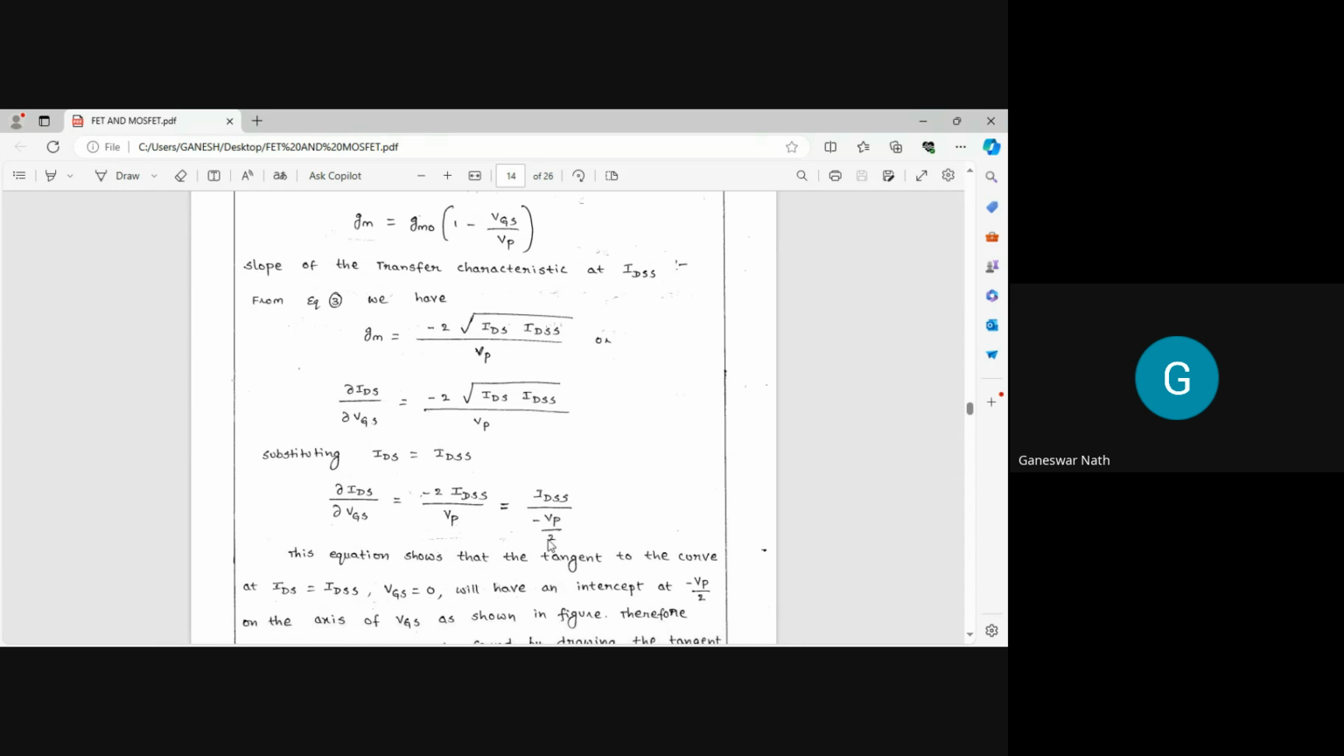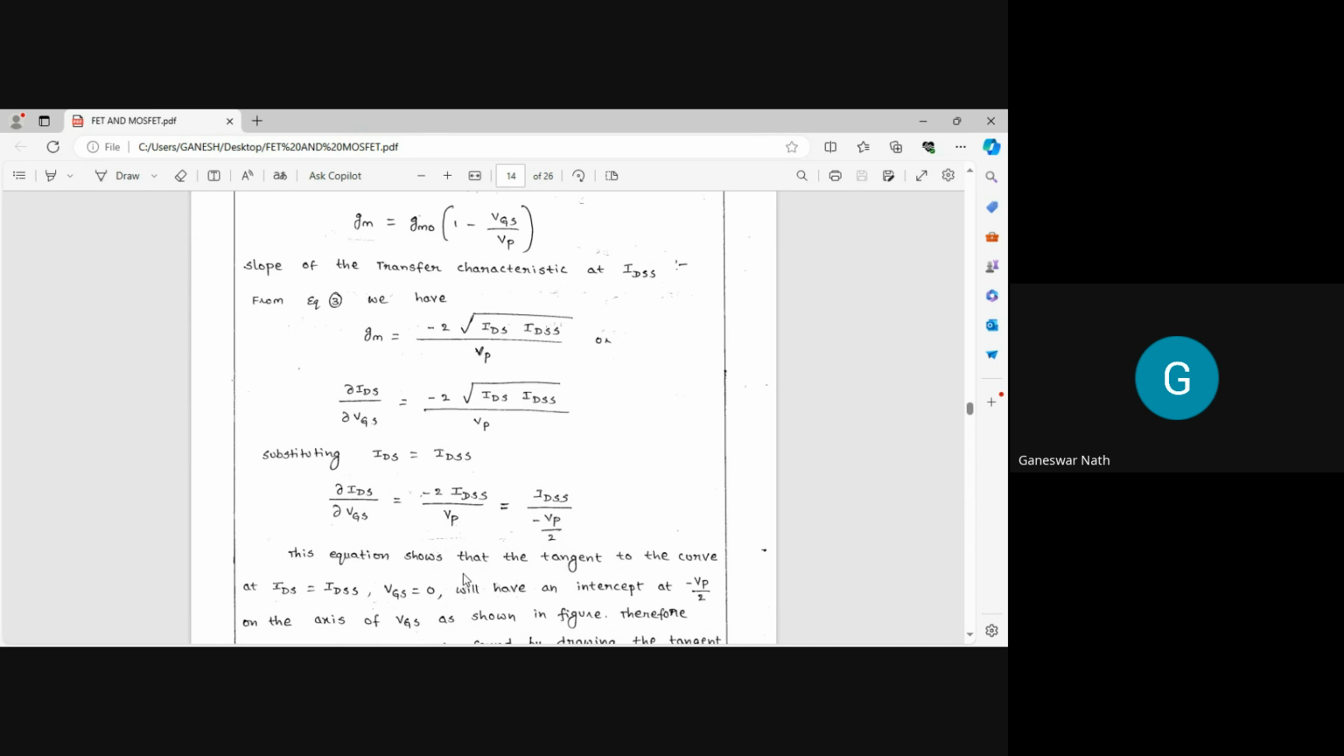Now if I substitute delta ID over delta IDSS, then I must find delta ID by delta VGS is equal to minus 2 IDSS by VP, or you can find IDSS by minus VP by 2. If I simplify here, you can also take the reciprocal of the left side, and then you get it here.